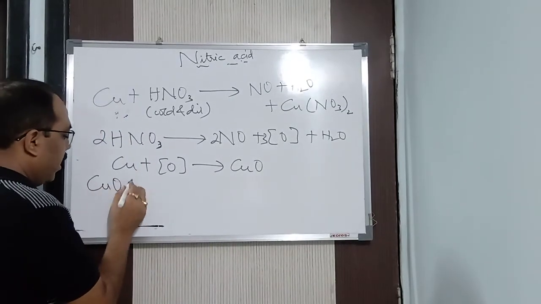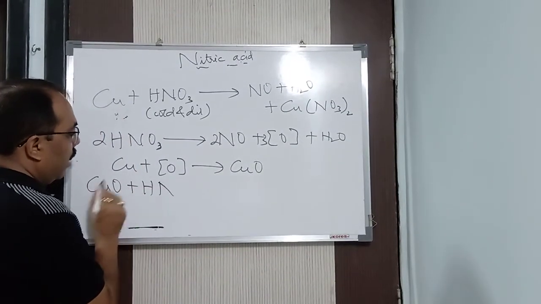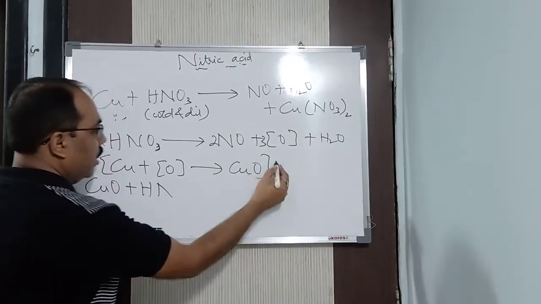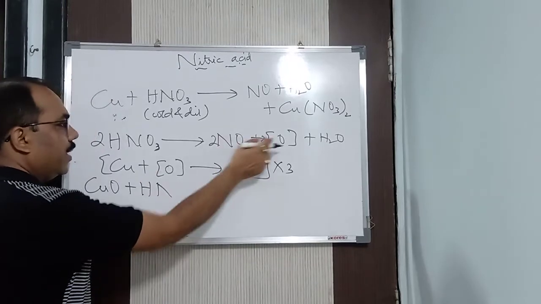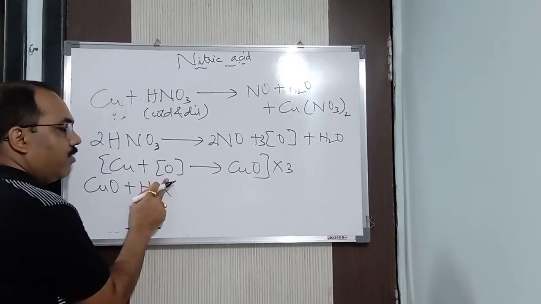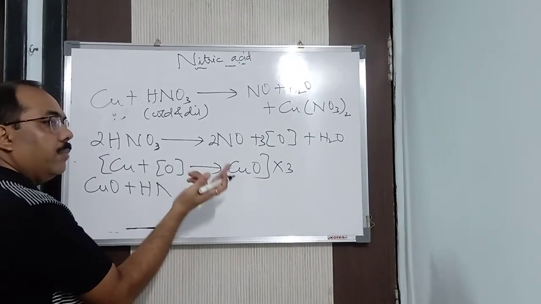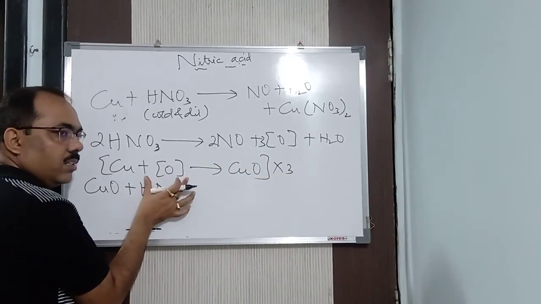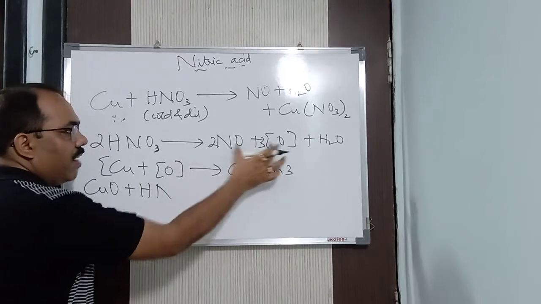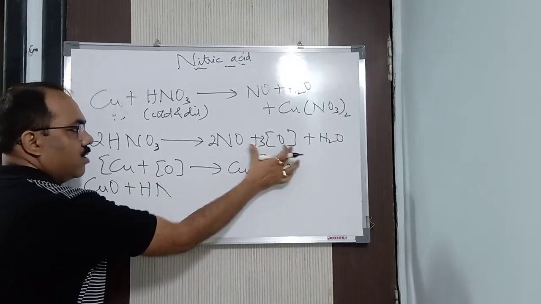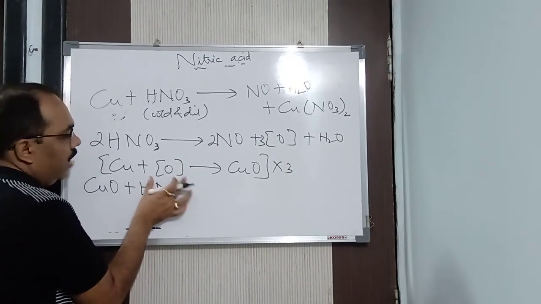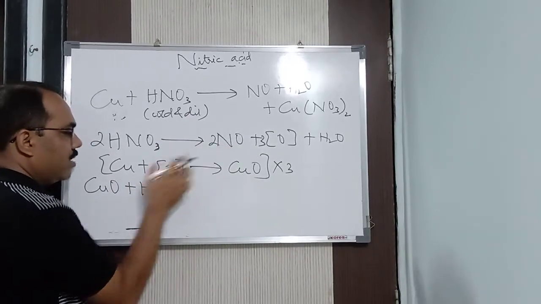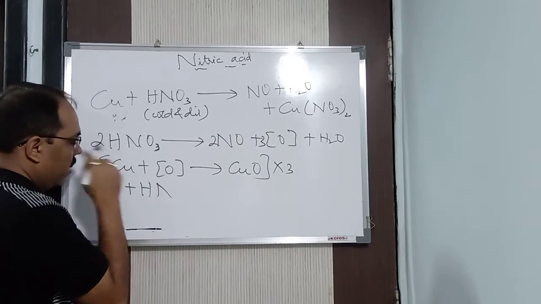Now copper oxide plus HNO3. How many nascent oxygens are there? 3 nascent oxygens. I will multiply this whole equation by 3. Remember it, because only then will it be cancelled. If it were 1 nascent oxygen, then 2 would remain behind. But whatever I am getting here, I am using here. You have to use the complete thing. So I multiply this equation by 3, just to balance it.